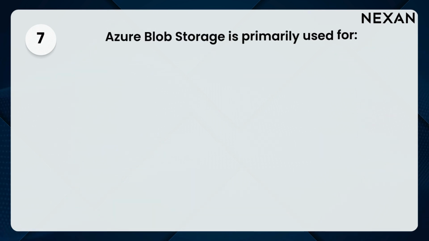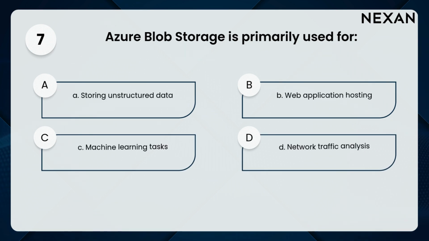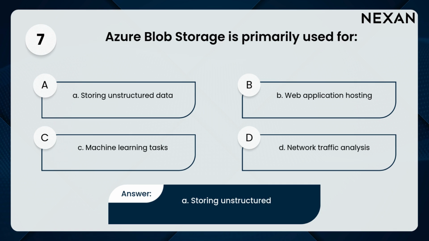7. Azure Blob Storage is primarily used for A. Storing unstructured data. B. Web application hosting. C. Machine learning tasks. D. Network traffic analysis. Answer: A.